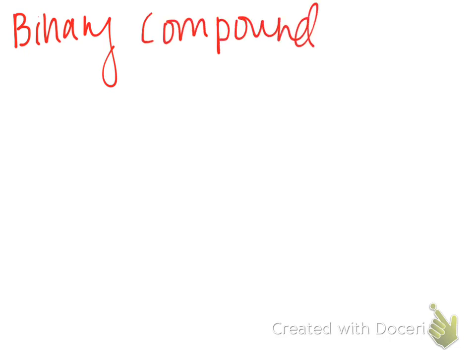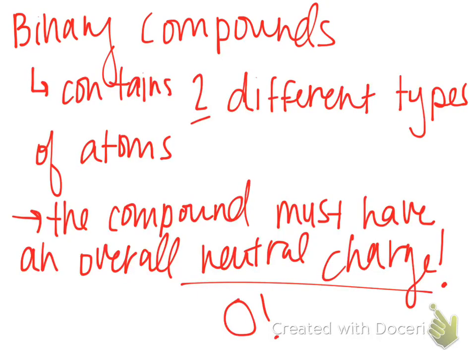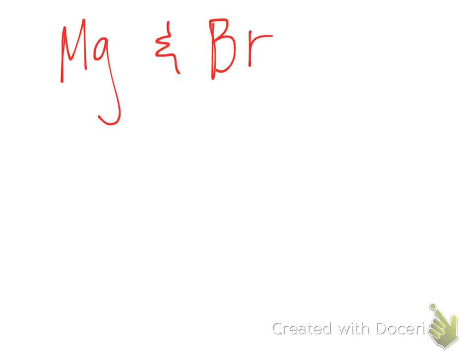All right, now we're finally going to get into building compounds. We're going to start with binary compounds. Alright, so binary compounds, 2 types of atoms, has to have an overall neutral charge. We're going to try a combination between magnesium and bromide. Okay, we're going to build a compound between magnesium and bromide.